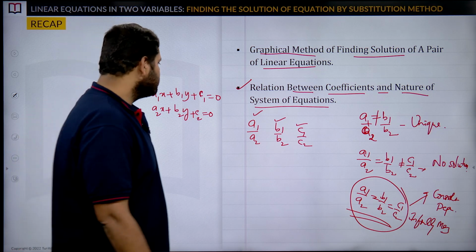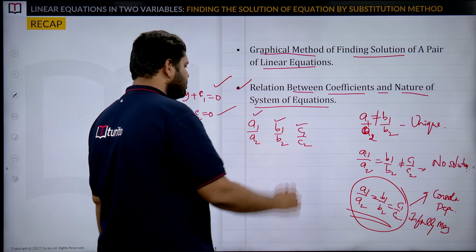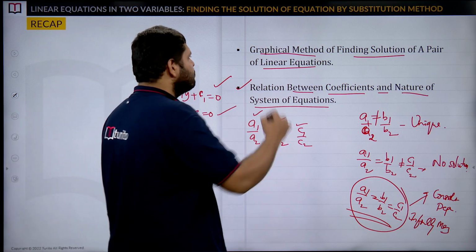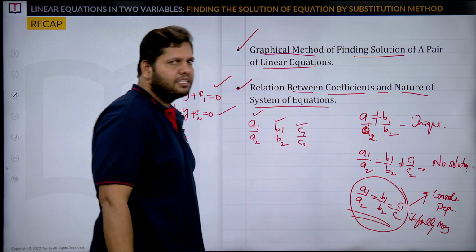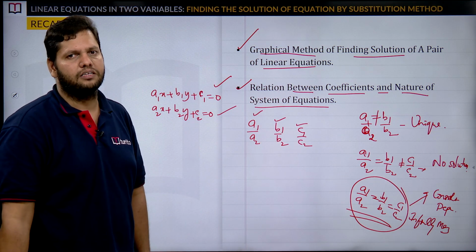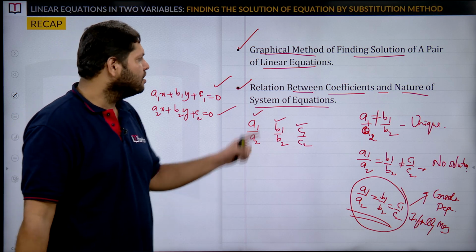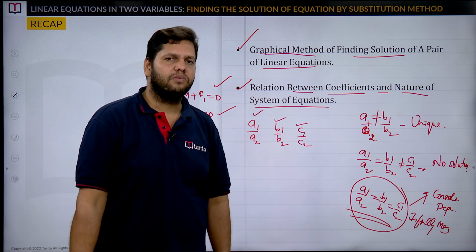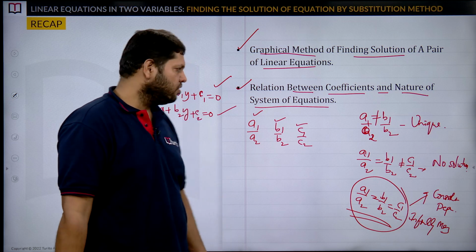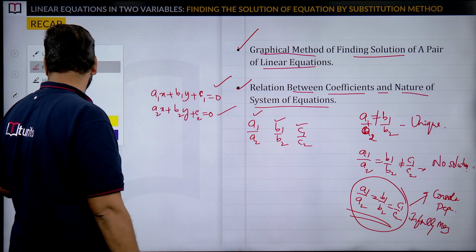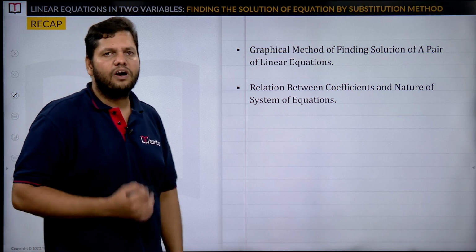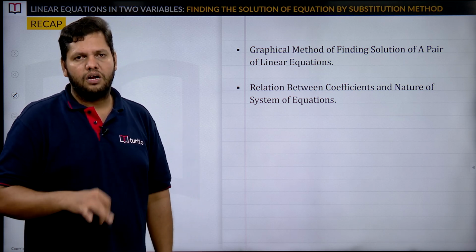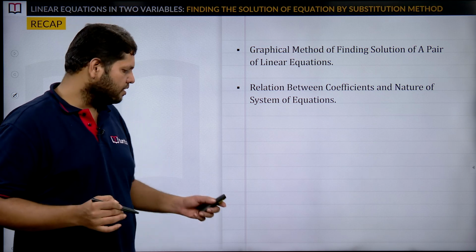Okay children, these are what we discussed in the last class, the nature of solutions of the equations. The first method is the graphical method of finding the solution, which we already discussed clearly. The second is the relationship between the coefficients and the nature of the system of equations. Now today we are going to discuss finding the solution of the equations algebraically, not graphically. We will see how we can find it algebraically.